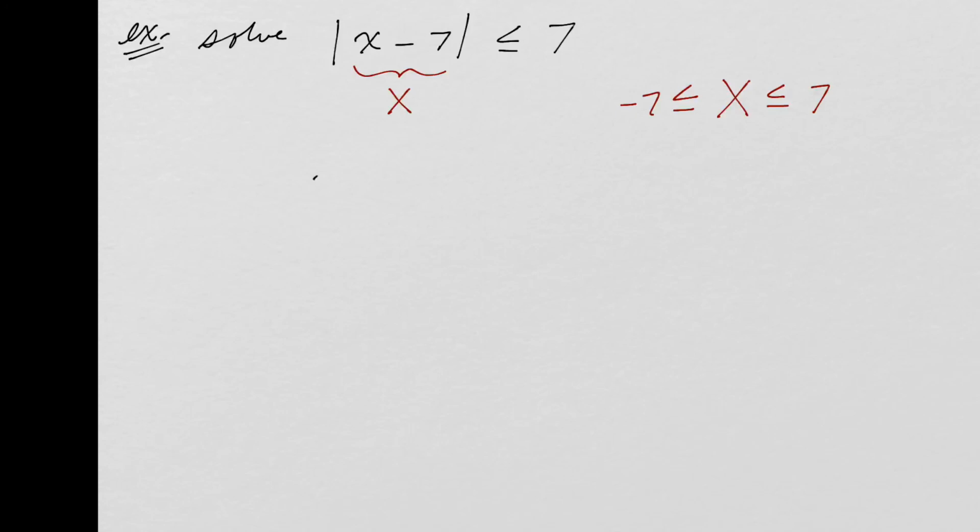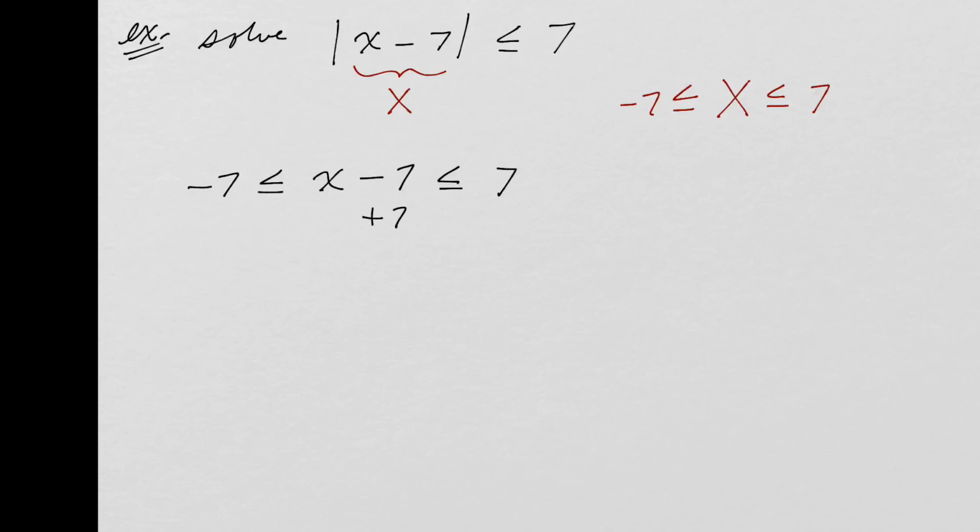So in this case, I would say little x minus 7, that's like my big X, is greater than or equal to negative 7, less than or equal to positive 7. And now let's solve it. Well, it's a compound inequality. I can solve it all at once if I want.